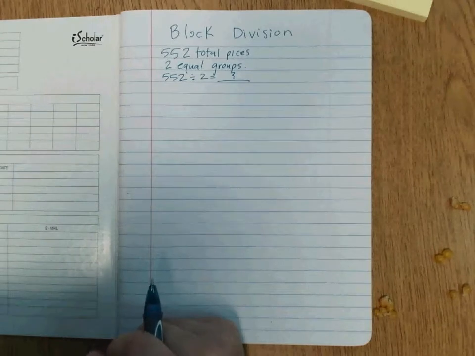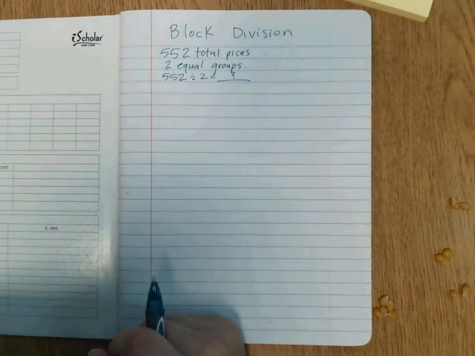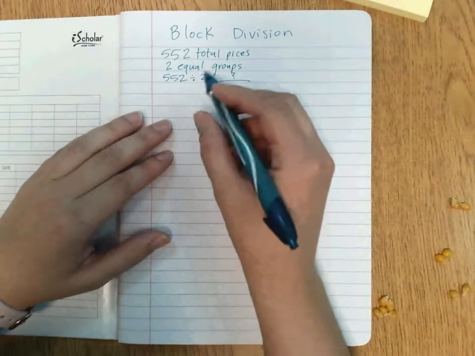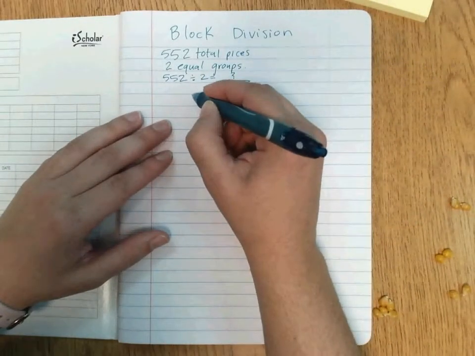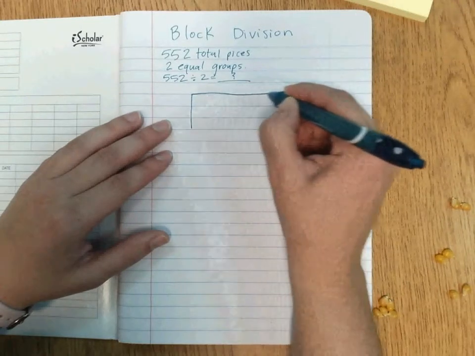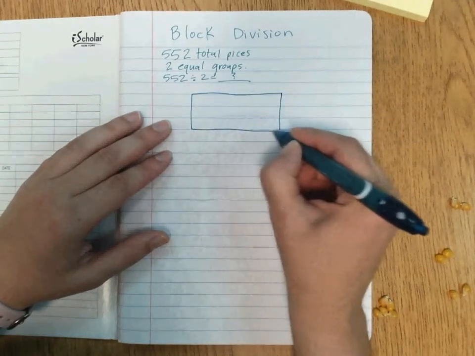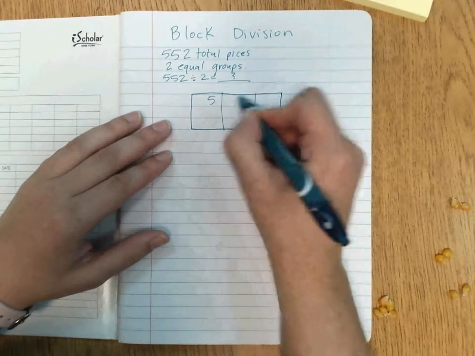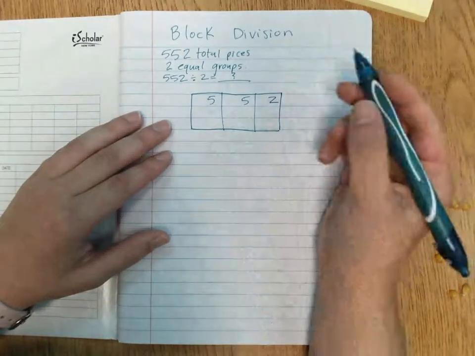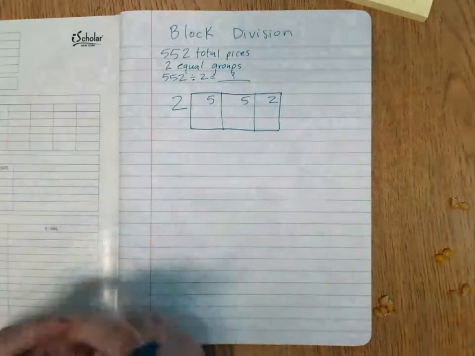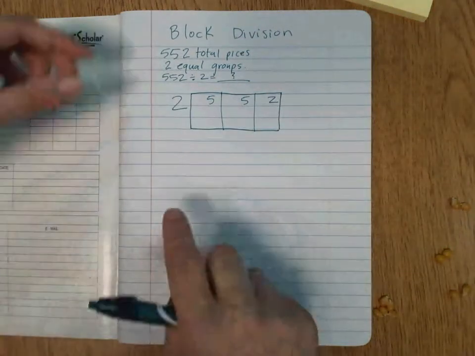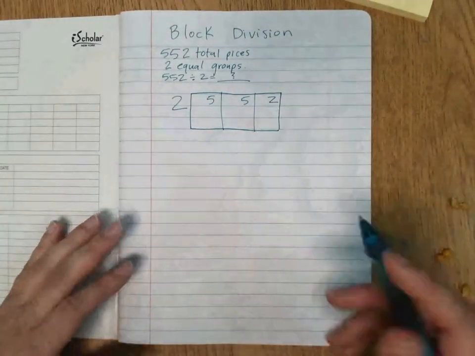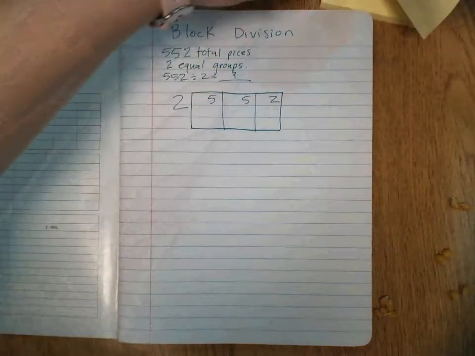So the strategy that we do is called block division. It looks kind of like an area model, but it's for dividing. So let me show you how we're going to do it. We're going to draw a big block, and I'm going to put our number in it. So we have 552, and we're splitting it into two equal groups. So for hundreds, tens, ones, 552, we're going to divide it into two equal groups.